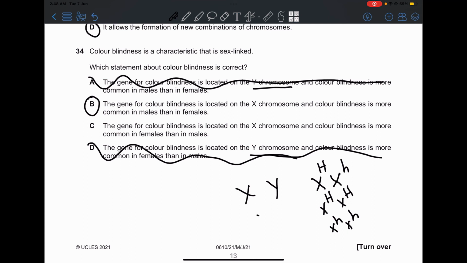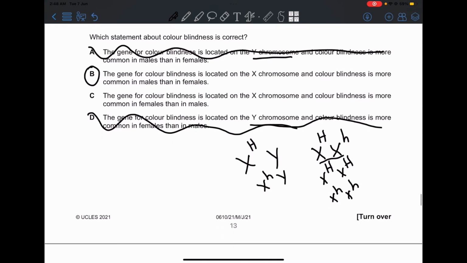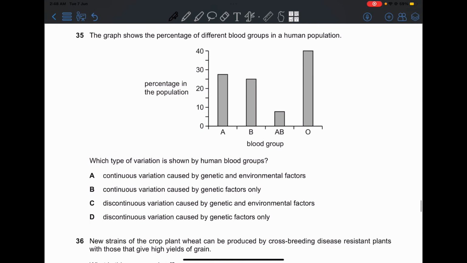While a male has two options, he either has the color blindness or he doesn't have it. So they have more chance of getting it than the females, because as I said, the females can be carriers and the males don't have an option to be a carrier. So B is the answer for this question.